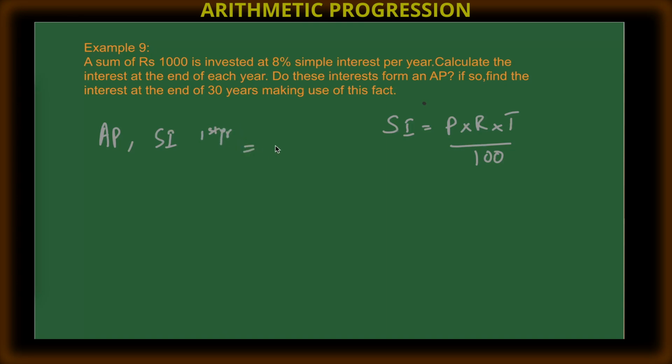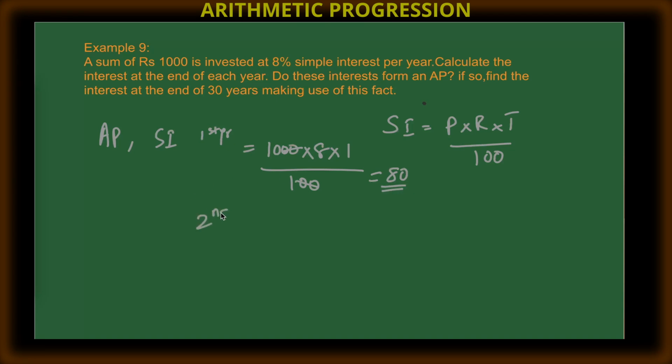So we have P 1000 into rate of interest 8%, and the term is per year, that means first year, so 1, divided by 100. Two zeros gone. This will be 80. So this is for the first year.